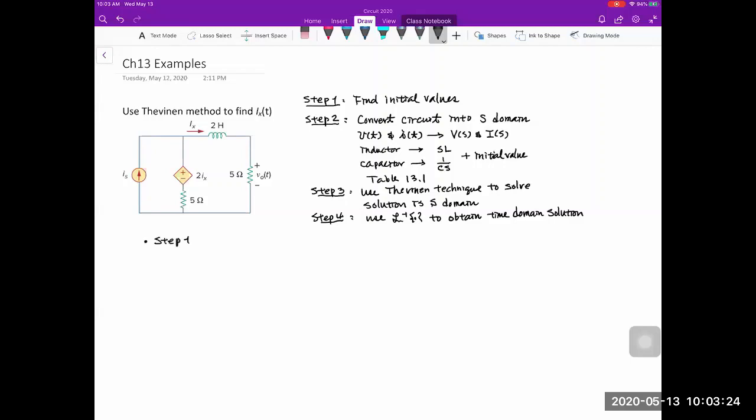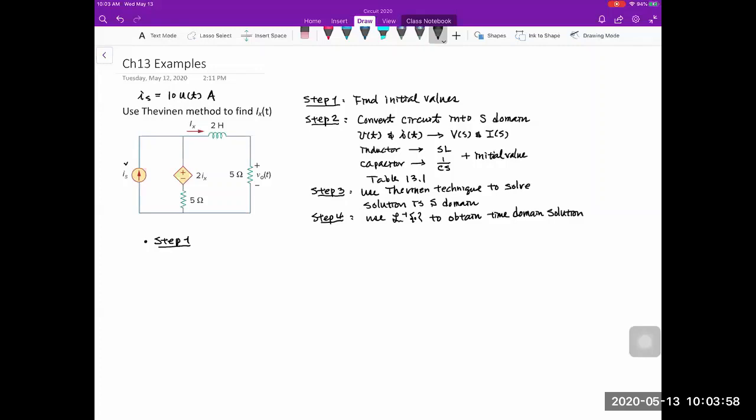So the first step, let's find the initial value. Now we didn't give you the I_s, so I should give you the I_s for this source. Let's say this I_s is 10 u(t) amps. That's the source here. Now, you know u(t) is the step function, meaning for time greater than 0 you have 10 amps, and for time less than 0, that's 0.